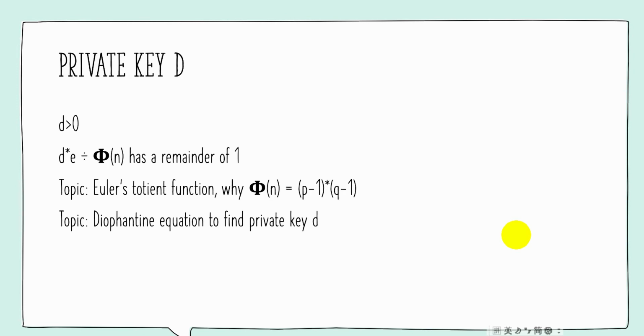Private key D has two restrictions. D is greater than 0, and D times E divided by phi n has a remainder of 1. So the topics here are Euler's totient function, so why does phi n equal p minus 1 times q minus 1, and the Diophantine equation to find the private key D. We know that D times E divided by phi n has a remainder of 1, and the Diophantine equation can help us find D.